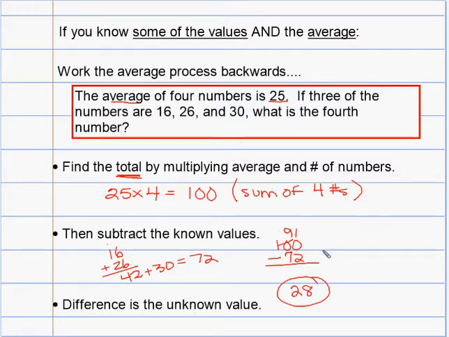Okay, so we worked backwards. We didn't add them all up and then divide by 4. We have to start by taking the average, multiply it times the number of numbers, and then subtract what we know, and then the difference is what we need.